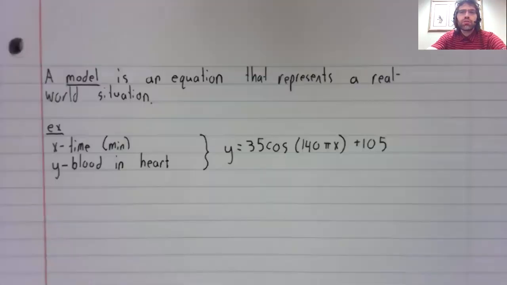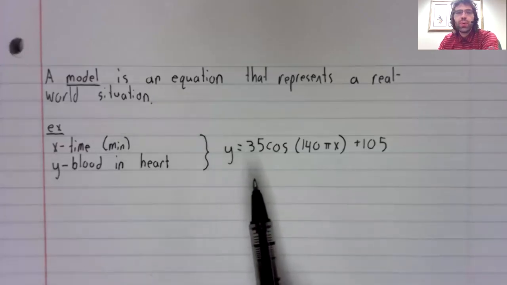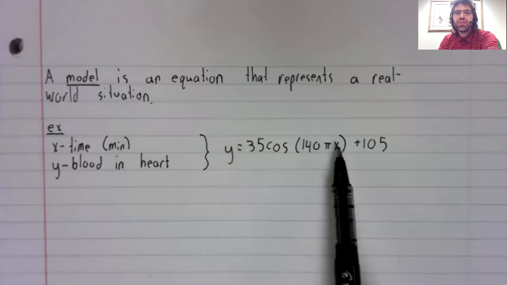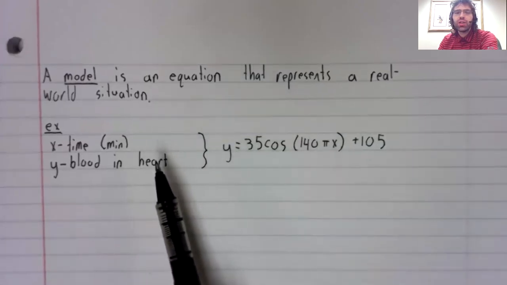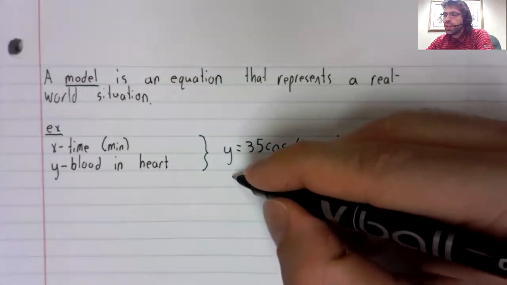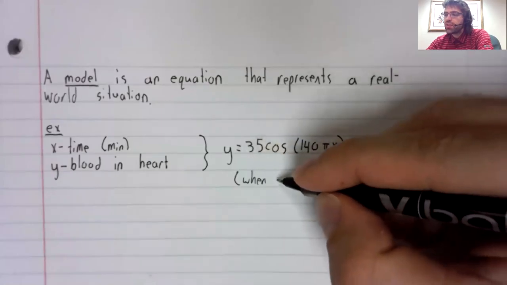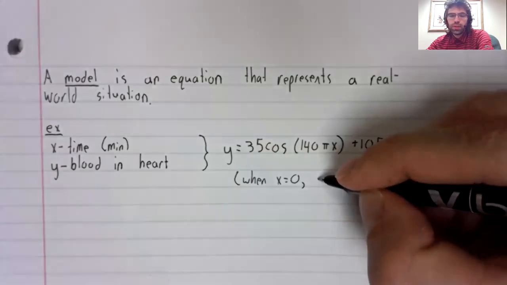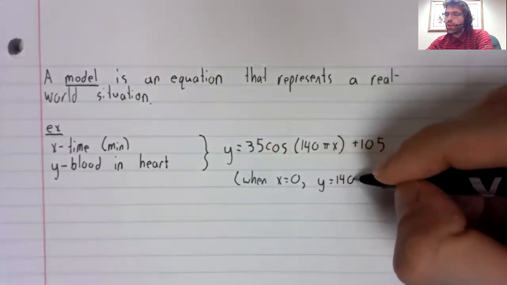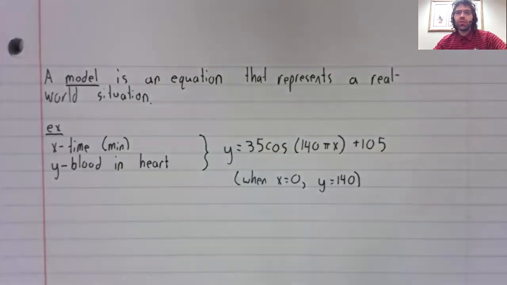In the video where I introduced the frequency, I introduced the idea that the relationship between time and the volume of blood in a human heart is periodic. And if your heart rate is 70 beats per minute, here's an equation relating the number of seconds that have passed to the amount of blood in your heart, assuming that at time zero, there is a full 140 milliliters of blood in your heart.